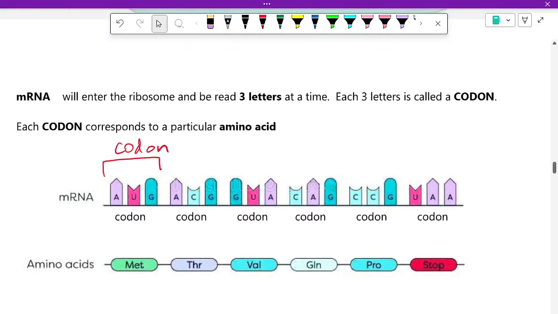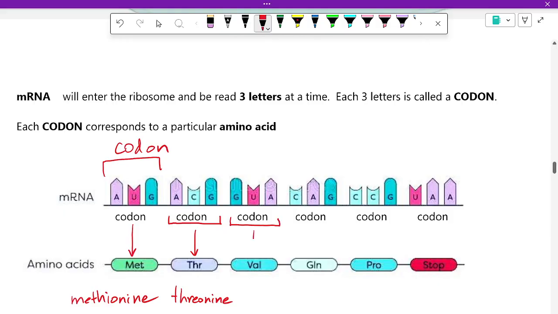Codon, codon, codon, codon, codon. And each codon corresponds to a particular amino acid. So if you have an AUG, that corresponds to methionine. You don't need to know that name. If you have an ACG codon, that corresponds to threonine. If you have a GUA codon, that corresponds to valine, and so on and so forth.